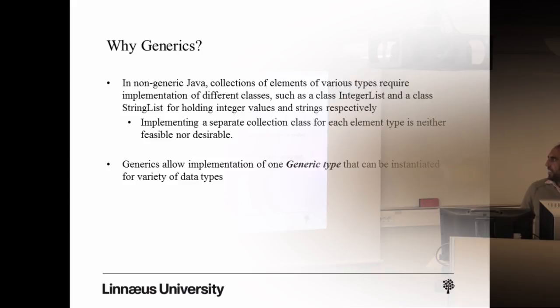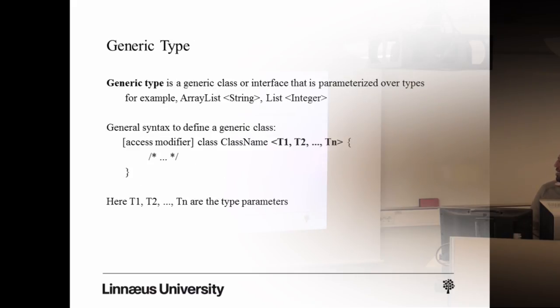So this means that generics allow us to implement one generic type that can be instantiated for a number of different types. So how can we do that? This is the general syntax.